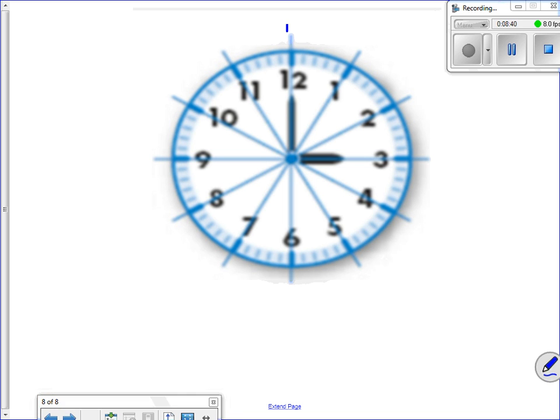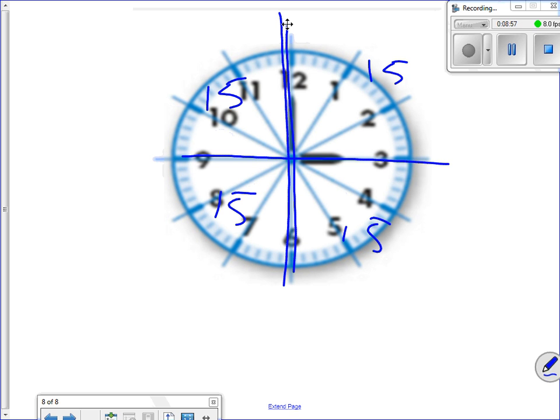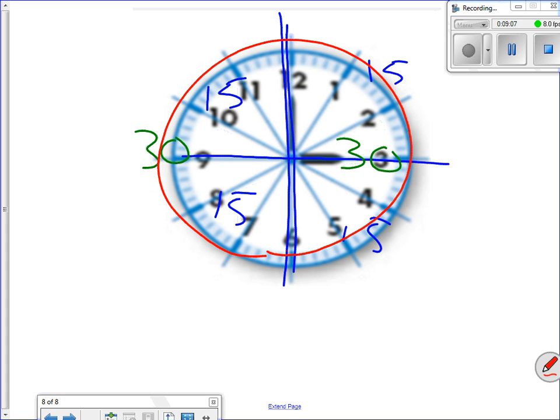If I'm dealing with the clock, imagine it as a circle. That's half. If we have it in fourths, okay? From 12 to 3, this is 15 minutes, 15 minutes, 15 minutes, 15 minutes. So obviously half would be 30 minutes, okay? So that's a 30 and a 30. 1 whole, so this entire clock would be 60.